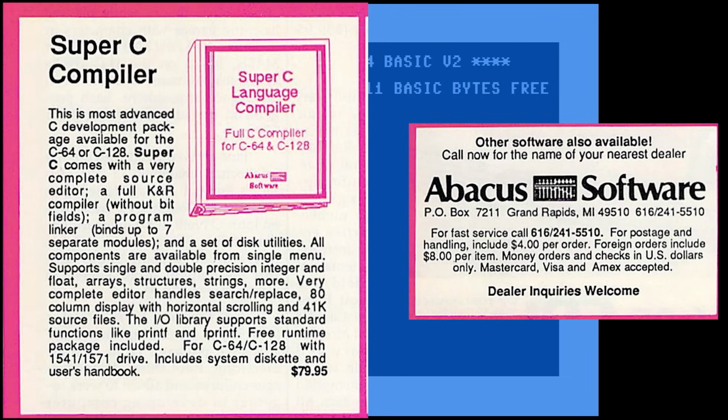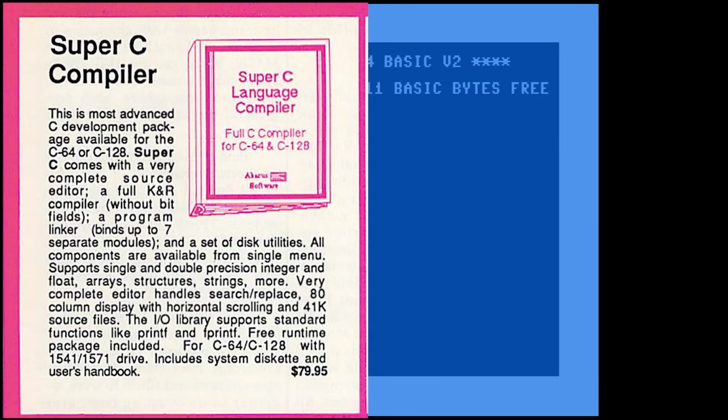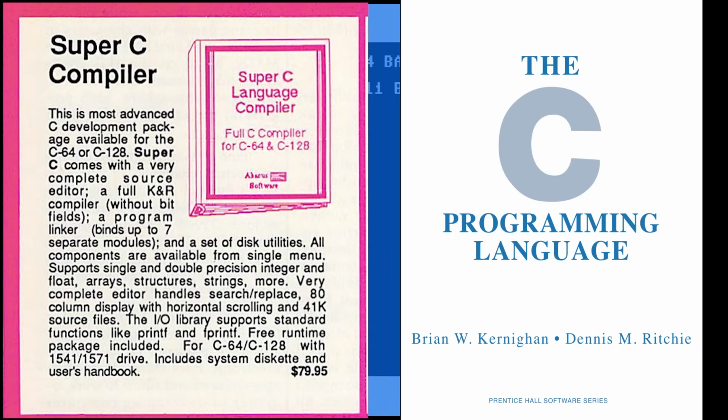Abacus Super-C provides you with everything you need to learn this up-and-coming programming language on your C64 today. Who knows what the future of C will be like, but I have a good feeling it's going to be around for a while. For this video, I'm using a Commodore 64 with two 1541 disk drives. Everything shown in this video is available on the GitHub link in the description of this YouTube video.